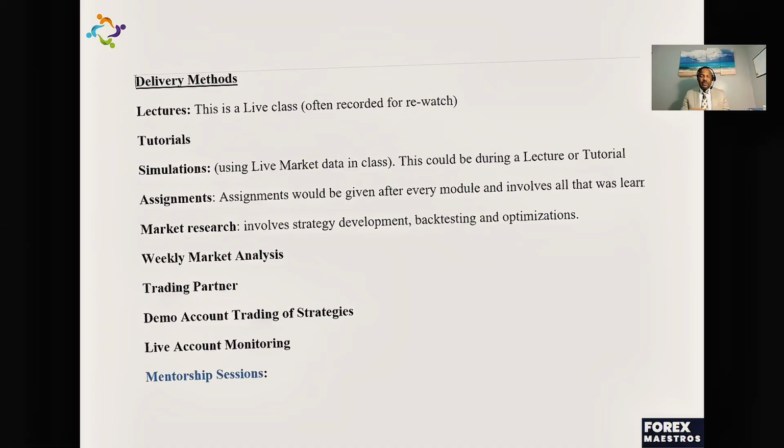All right. Then when you start to trade your demo account, we have what's called monitoring. There is a way I monitor and help you as you start your demo account, and then when you start your live account as well, I help you to monitor and then advise you. We'll have a one-on-one session with you before then.